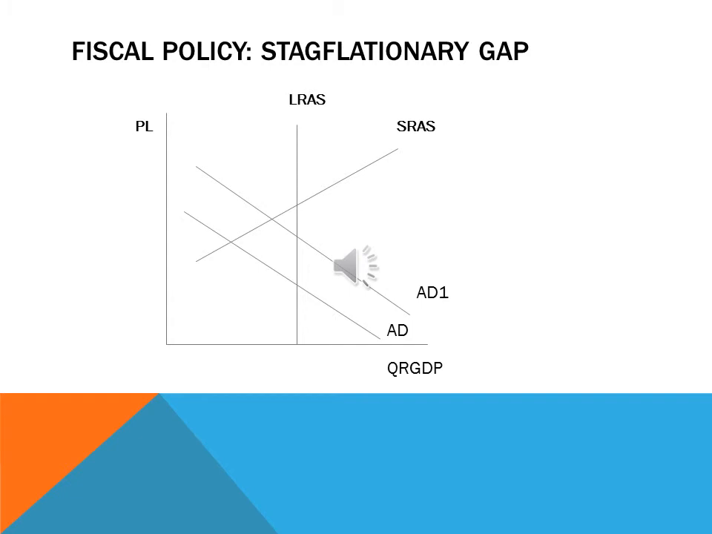Stagflationary gap. First you graph the long-run aggregate supply, then you graph aggregate demand, and lastly, because the short-run aggregate supply has changed, you graph short-run aggregate supply.